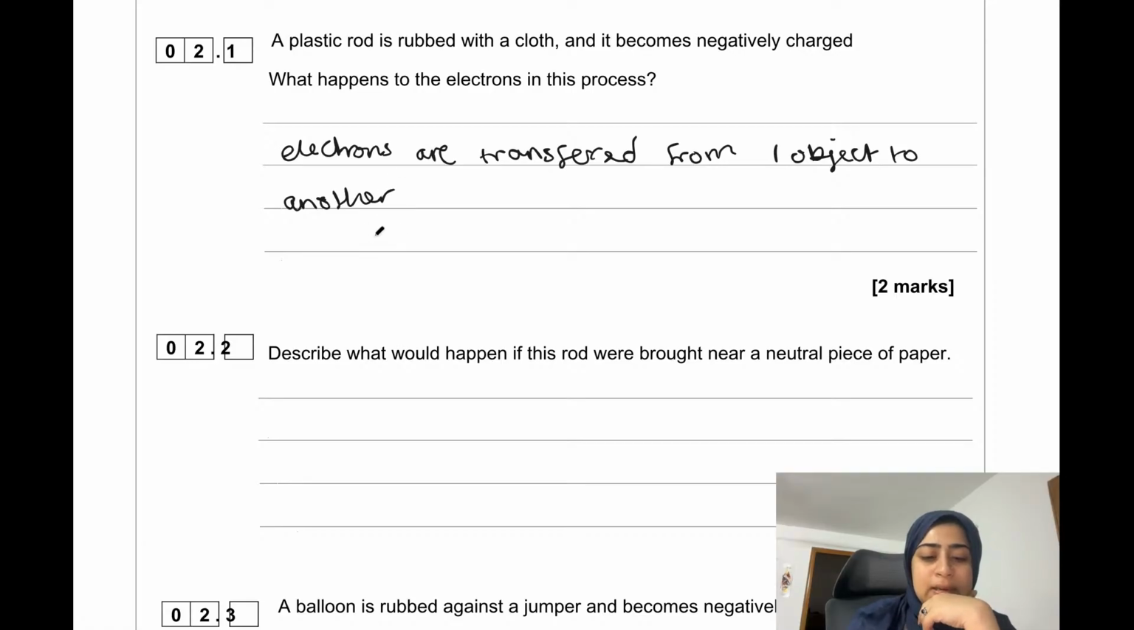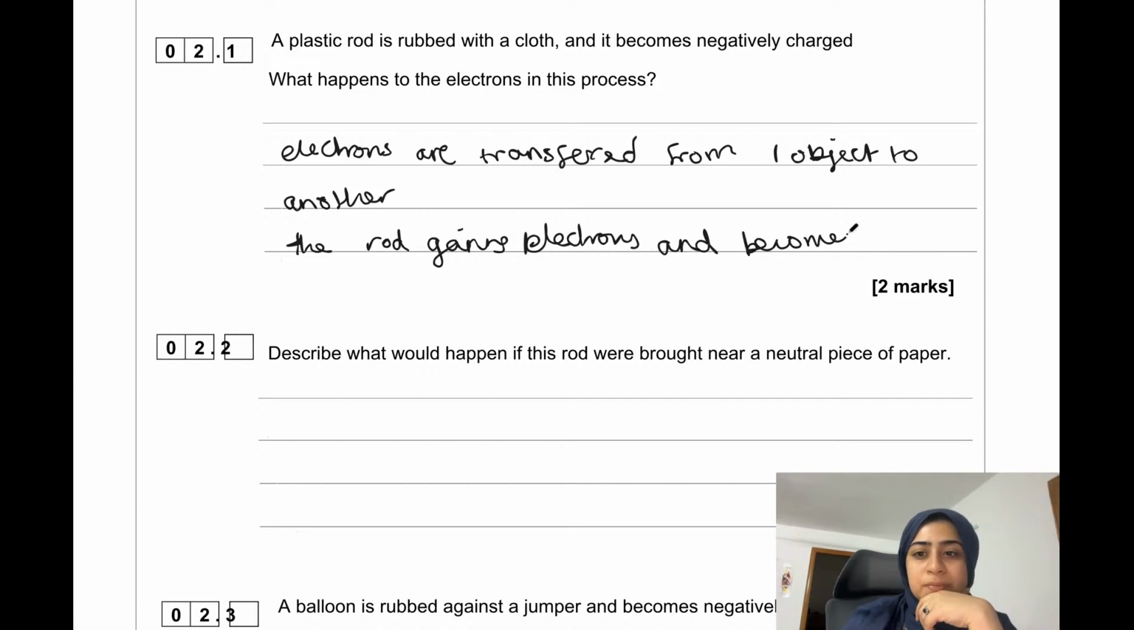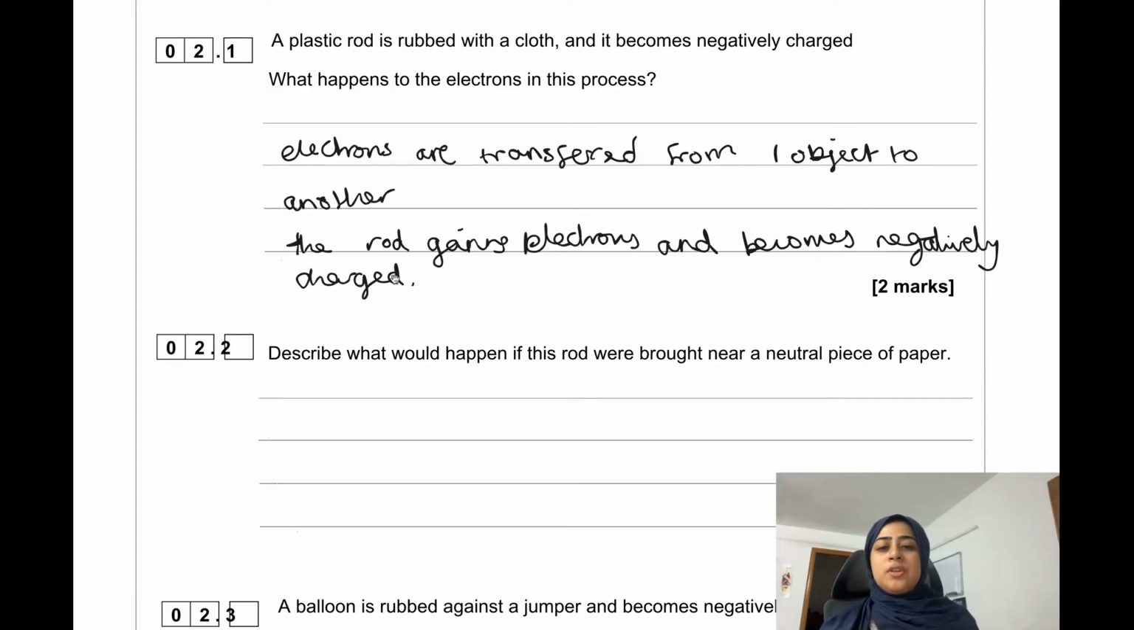And secondly, the rod gains electrons and becomes negatively charged. Okay, so the rod gains electrons and becomes negatively charged.